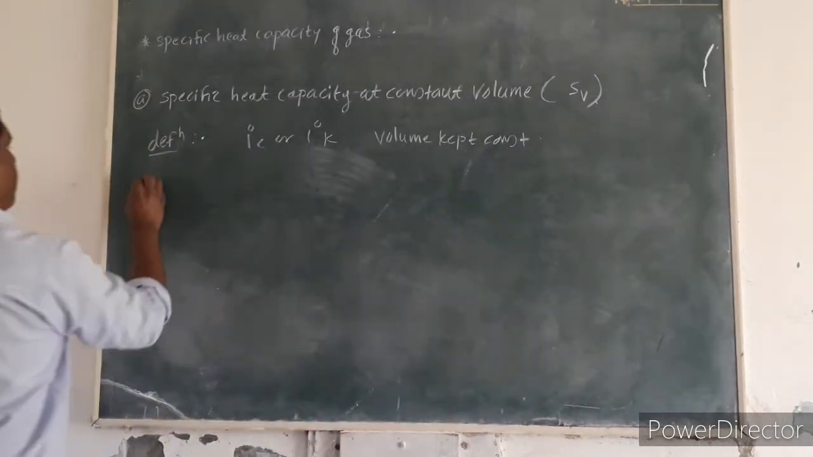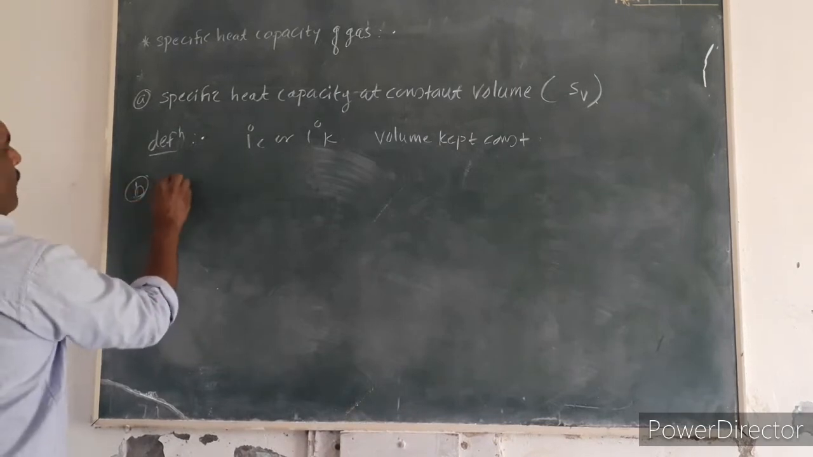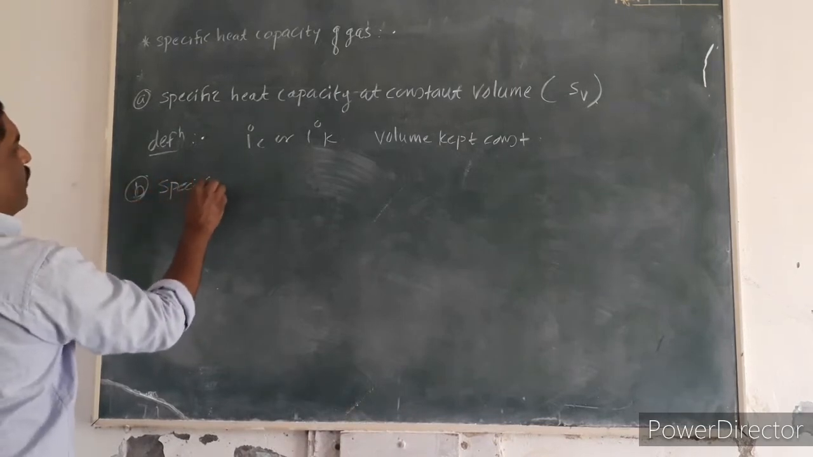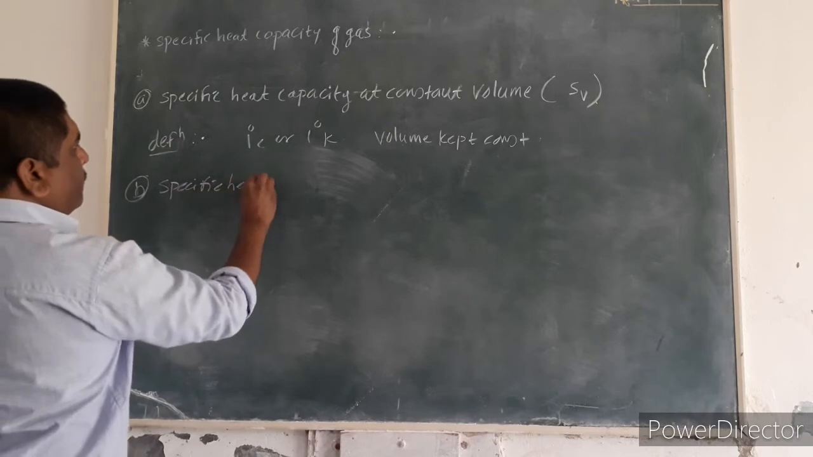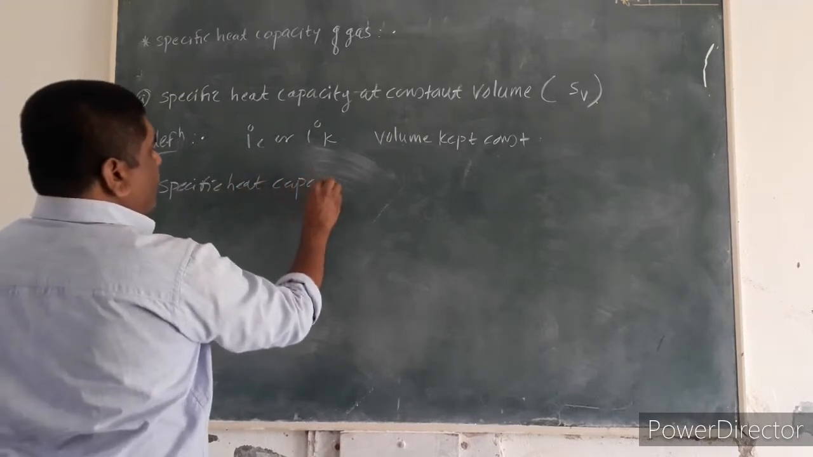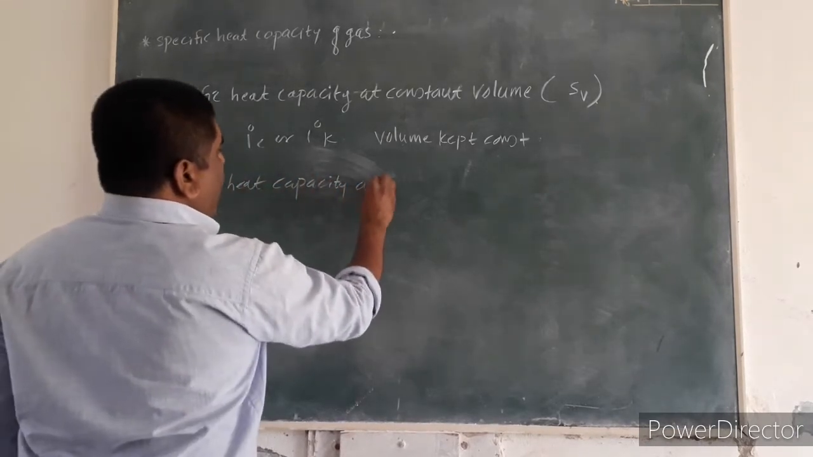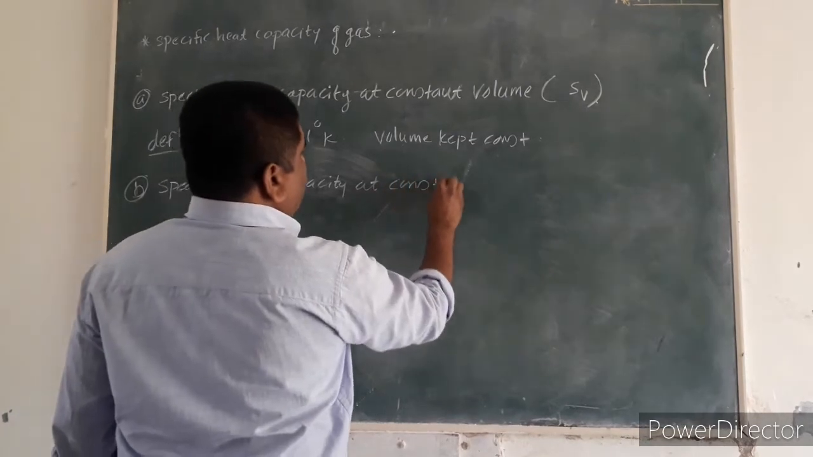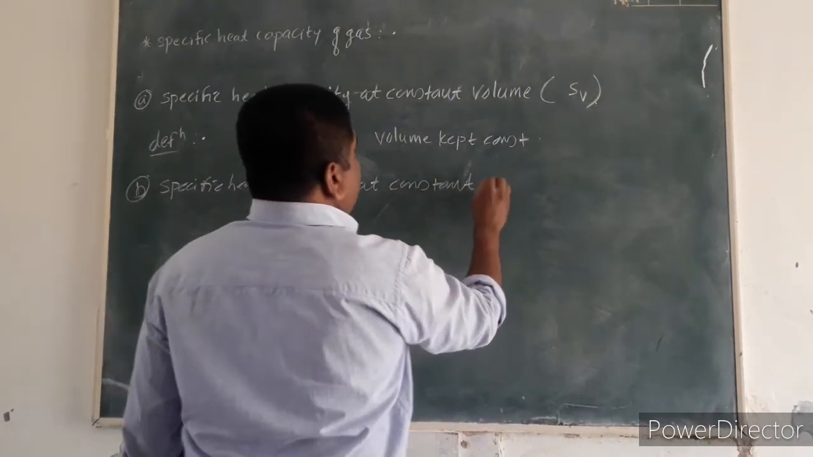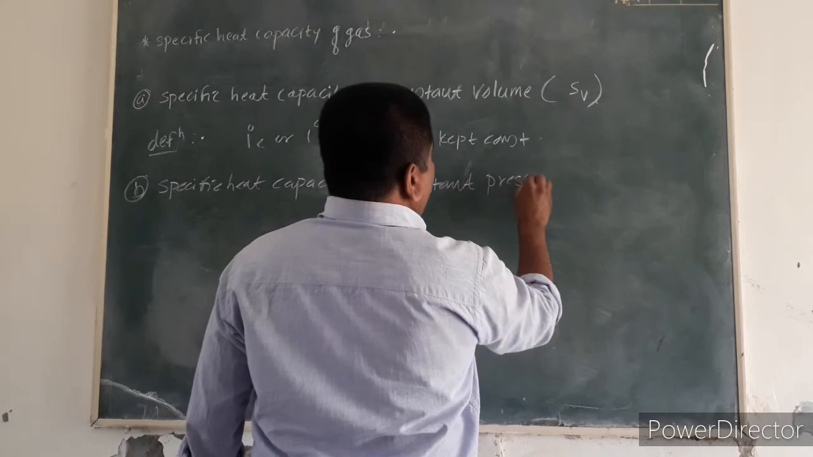Second type, B, specific heat capacity at constant pressure.